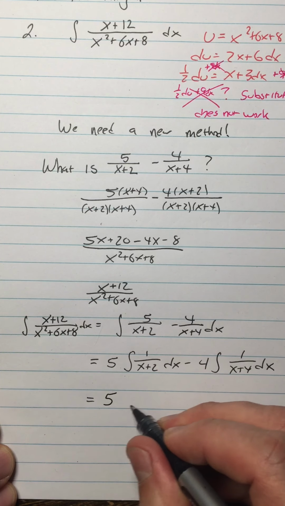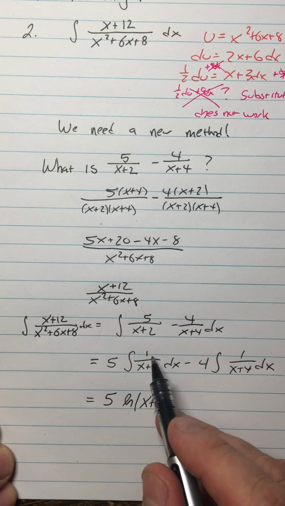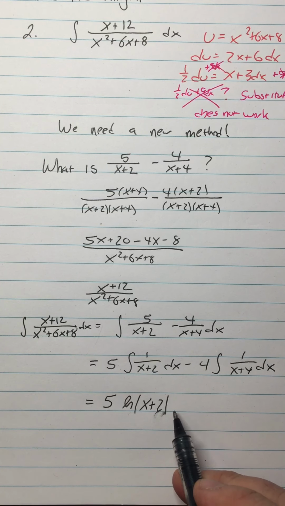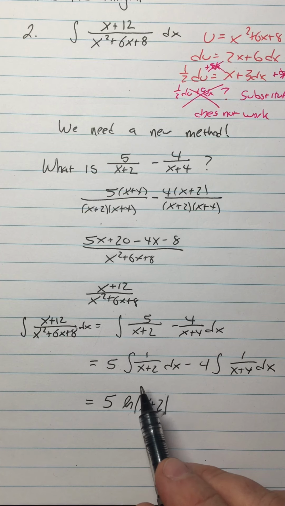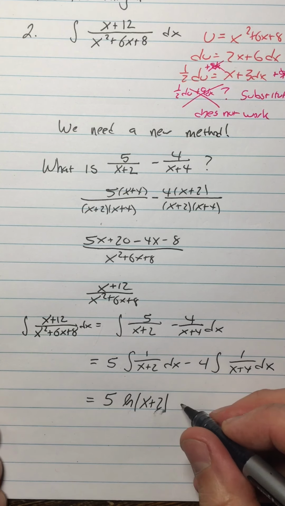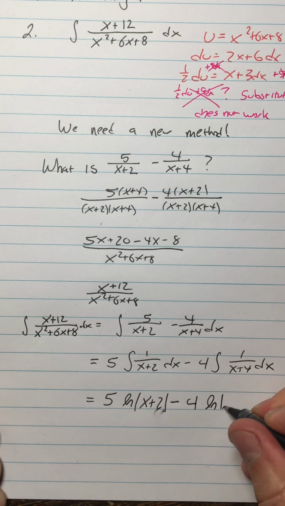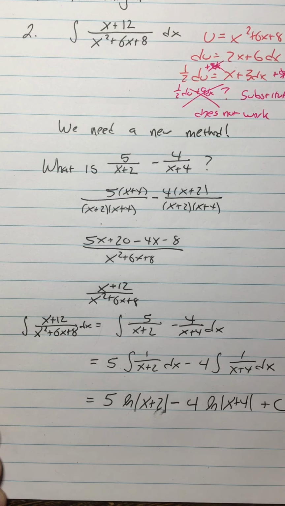So I can say this is equal to 5 times the ln of absolute value of x plus 2, because the antiderivative of 1 over x is ln of absolute value of x. Keep the inside function the same, multiply times 1 over the derivative of the inside function, but the derivative of the inside function is 1, so I don't have that. And then I have minus, this one's going to be 4, same thing, ln absolute value of x plus 4. Now, once I've done all my antiderivatives, I put my plus c.